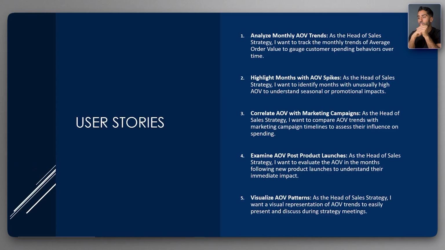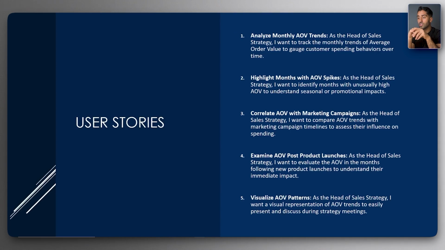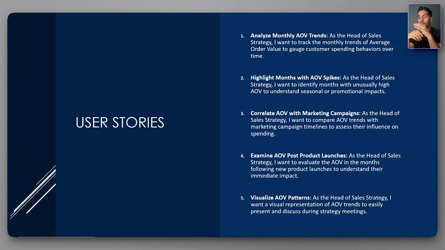The second thing is highlight months with AOV spikes. As the head of sales strategy, I want to identify months with unusually high AOV to understand seasonal or promotional impacts. Are there specific seasons or promotions that make the average order value spike? Another thing we want to solve and visualize and enable them to analyze. Number 3, correlate AOV with marketing campaigns. As the head of sales strategy, I want to compare AOV trends with marketing campaign timelines to assess their influence on spending. Another thing we want to try and focus on.